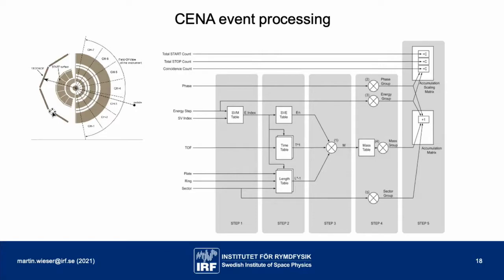Also, there is compensation for energy, because the data product contains mass bins which are not energy dependent. And additionally, of course, non-correlated counters are taken along in the whole processing step, and the result is an energy-mass matrix, which in this instrument was called the accumulation matrix, and there is a matrix with uncorrelated counters, which was called the accumulation scaling matrix.